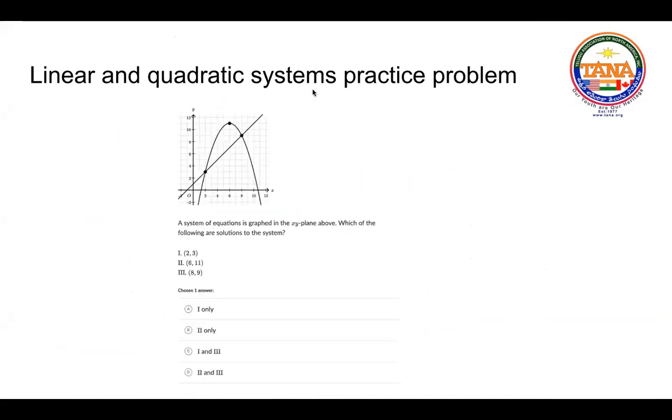For this question, a solution to a system of equations graph is where the two equations connect. So in this case, 2, 3 and 8, 9 connect, and therefore our answers have to include those two. The only answer that works is 1 and 3, and C is the only one that has 1 and 3.